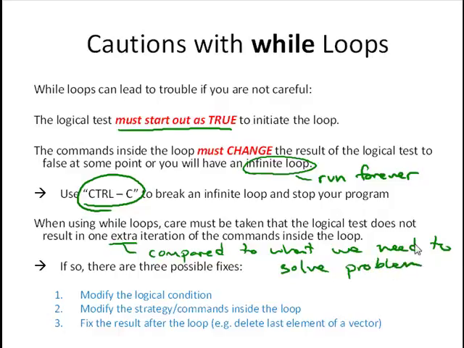So if that happens, we mentioned a few ways to address that. One, we can modify the logical condition if that's possible. Two, we can modify our strategy and/or our commands inside the loop. Or three, we can just fix the result after the loop. This is like we did in the fib example for the Fibonacci numbers. We just deleted the last element of that vector, and that fixed the problem.